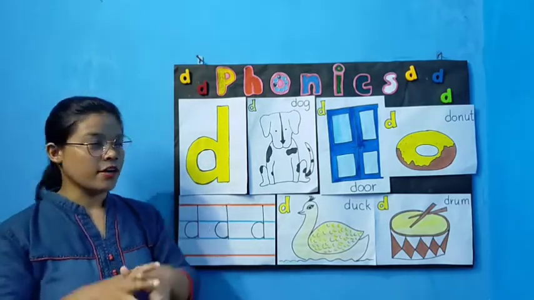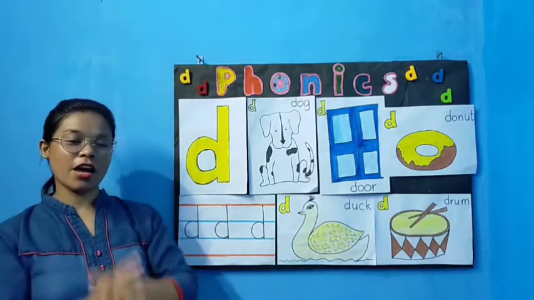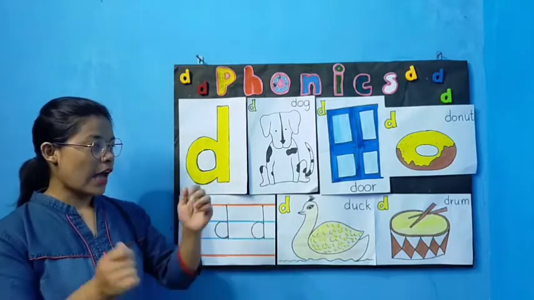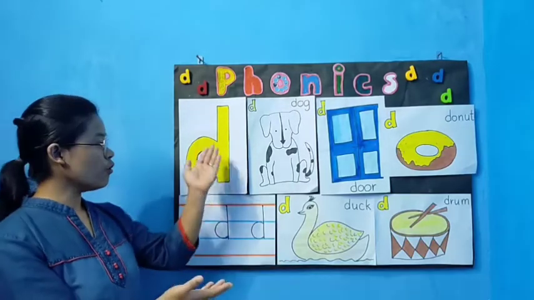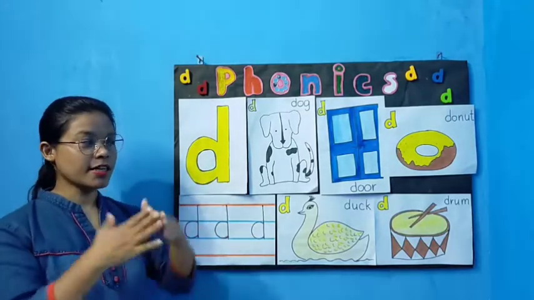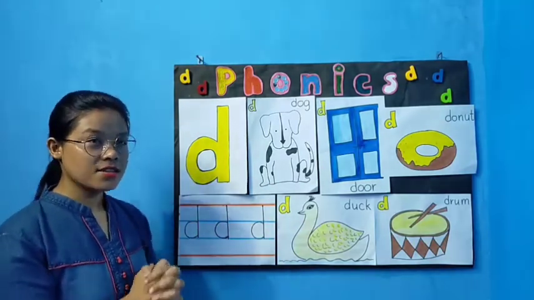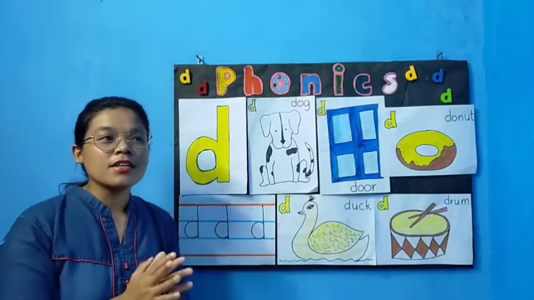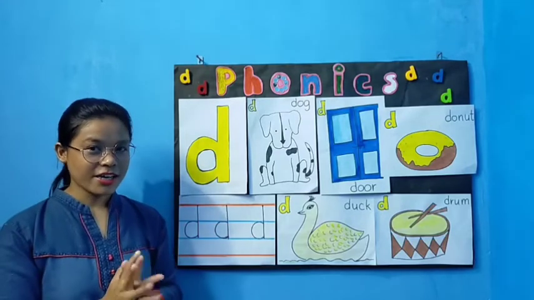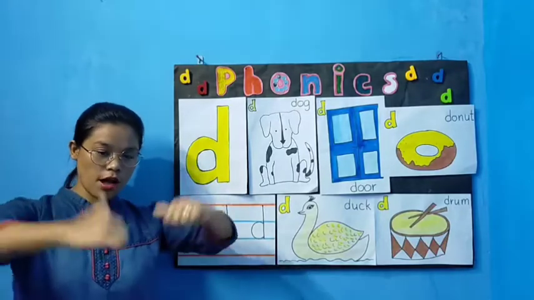Good job. Now let's do the phonic song and the action. Action I have told you already. Now let's do the action and learn the new phonic song for the D sound. With sound, D sound. D. Okay? Let's sing the song and do the action.